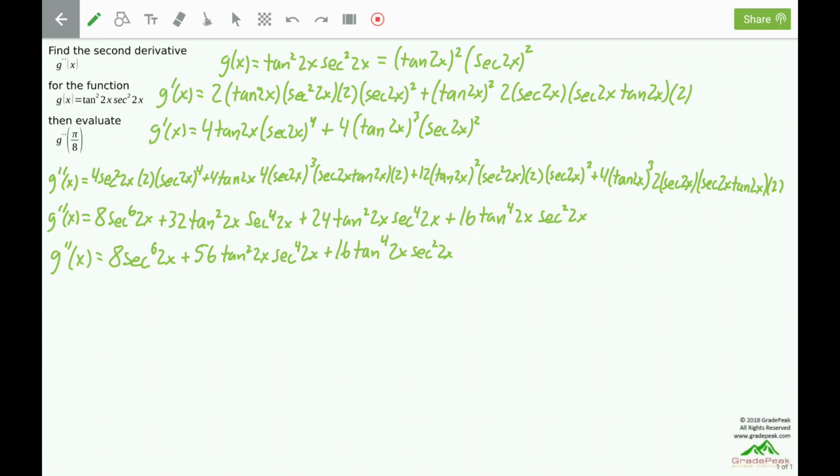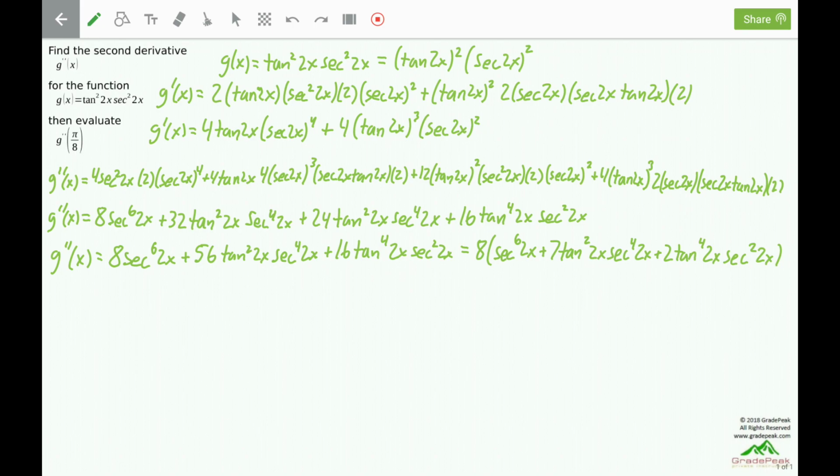This is somewhat factorable here. Looks like we have a common factor of an 8 that can factor out. So we'll have 8 times, and that'll leave behind secant to the sixth of 2x, and the 56 divided by 8 will be a 7. Tangent squared 2x secant to the fourth of 2x plus 2 tangent to the fourth of 2x secant squared of 2x.